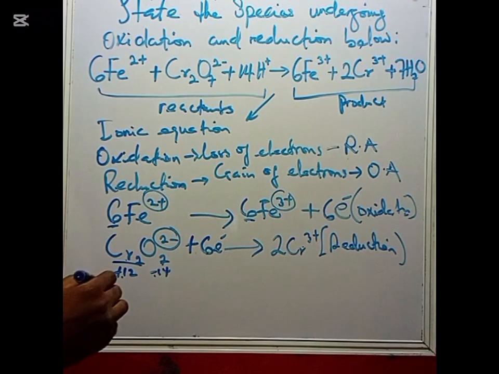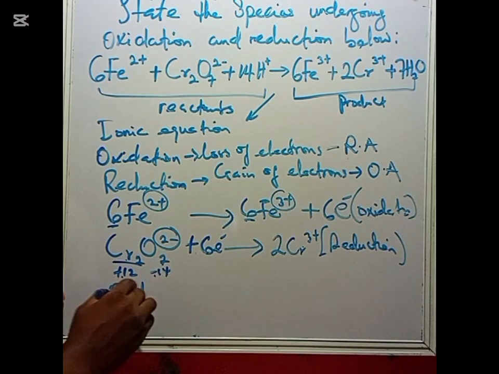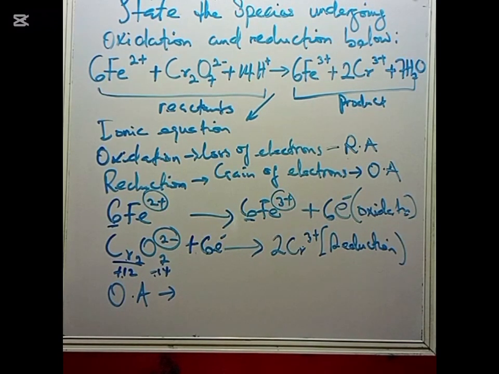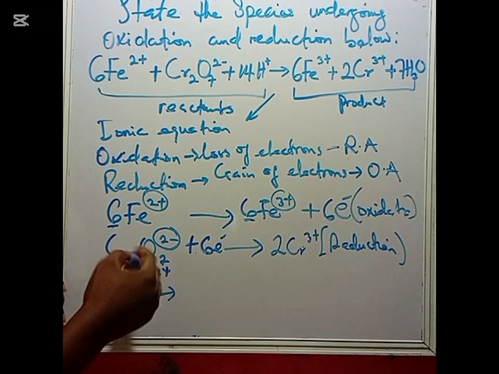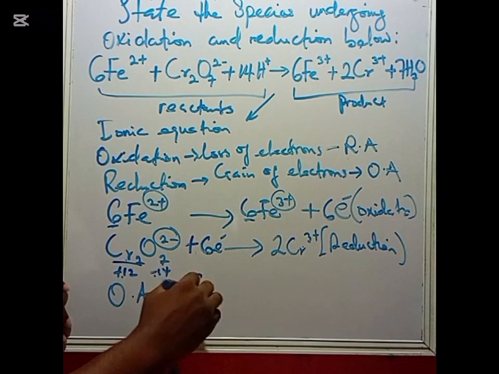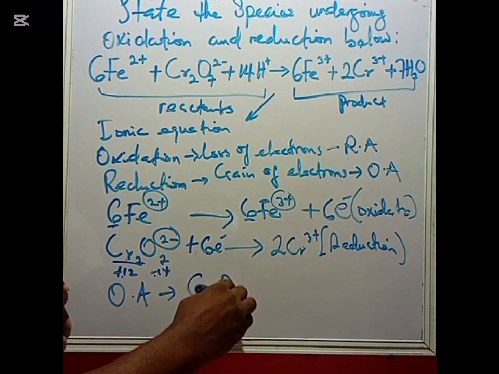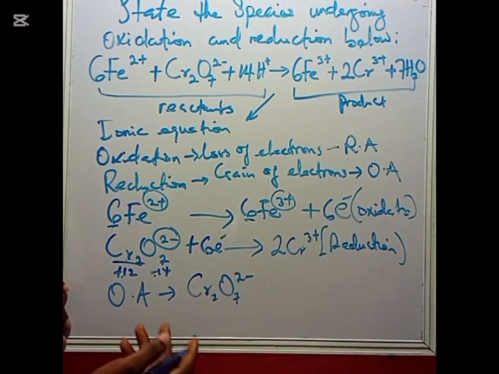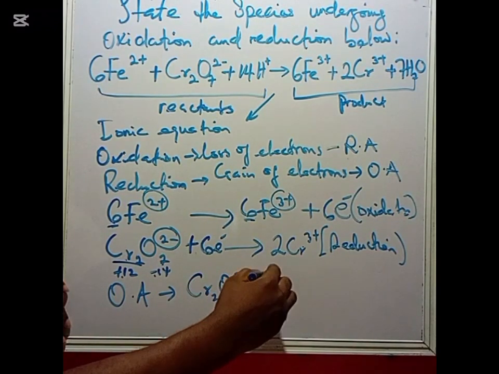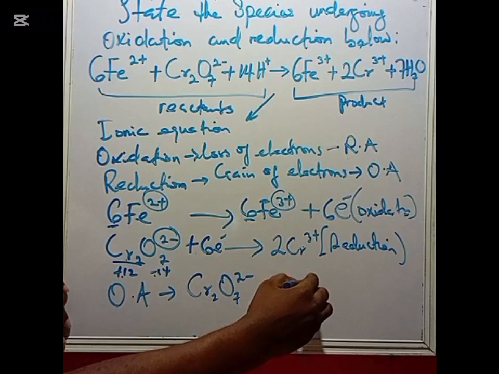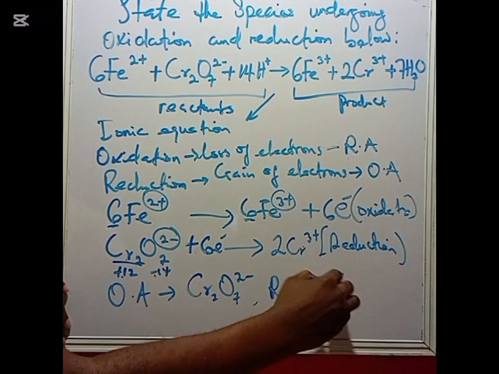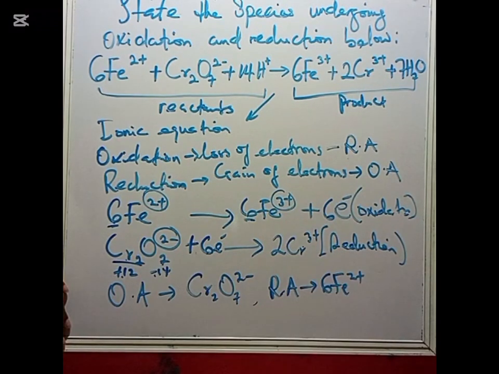And take note that the oxidizing agent, as we have stated before, which brought about oxidation of iron 2 to iron 3, will be Cr2O7 2-. That's the species that is also reduced. While the reducing agent, which is oxidized, is what? 6Fe2+. Okay, so this explanation helps us understand the concept of redox reactions.